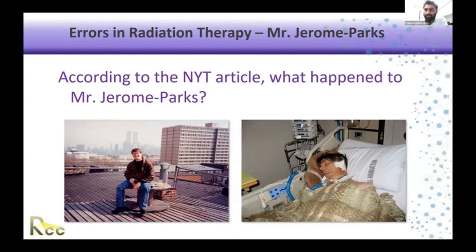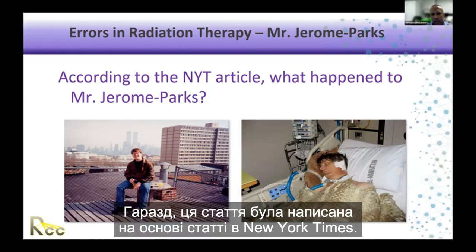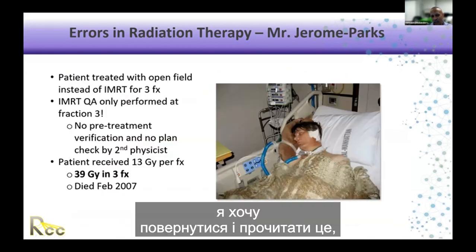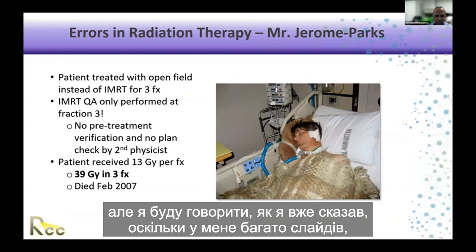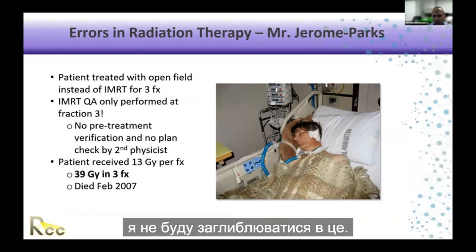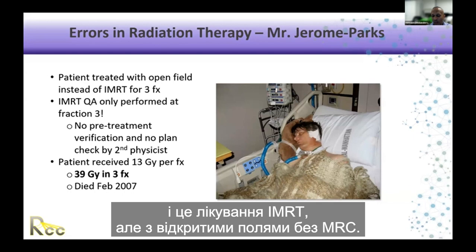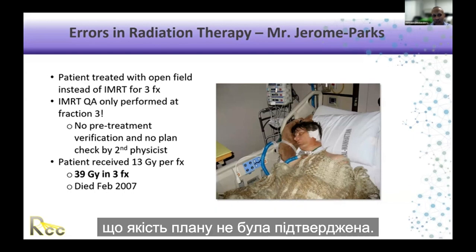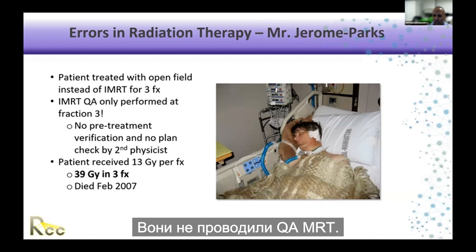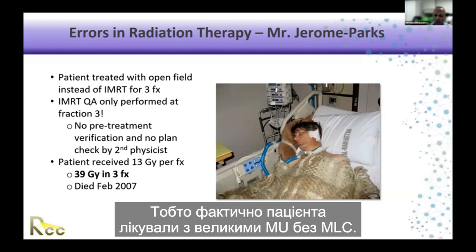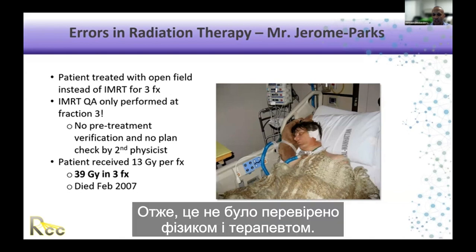No. Okay, this article was written in the New York Times. Patient reader, I want you to go back and read it, but since I have many slides, I'm not going to go deep into it. The patient was treated with an open field in an IMRT treatment, but open field without MLC. So what happened is the IMRT QA wasn't performed. There was no pre-treatment check, no verification. The second physical verification didn't happen. So basically the patient was treated with open MLC, and it wasn't checked by the physics and the therapist.